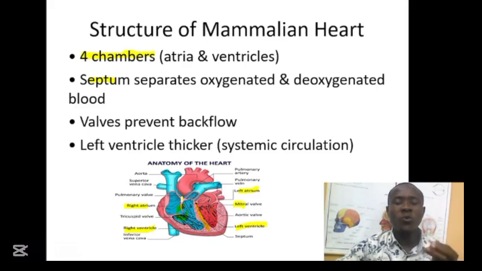Now we have two veins that are carrying blood to the heart, and the blood returns to the heart through the right atrium. Blood returns to the heart through the right atrium. And we have two main veins that are carrying blood to the heart.